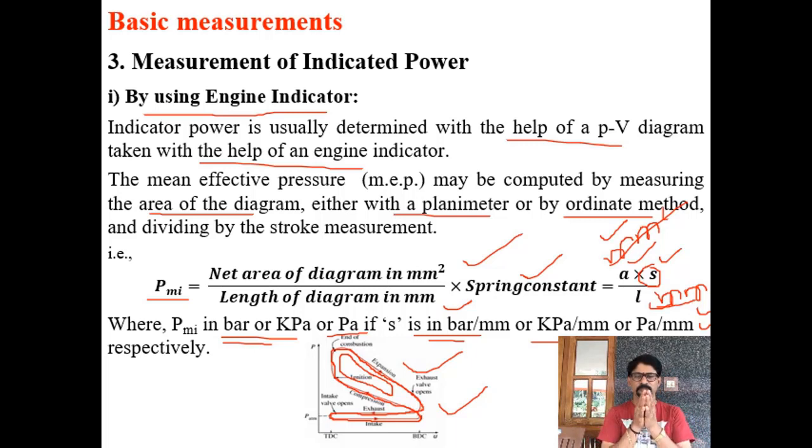That means the unit of S, whether it is bar per millimeter, kilopascal per millimeter, or pascal per millimeter, will decide the unit of PMI. The rest of the things have to be in the same unit. Suppose the area is in millimeter square, the length of the diagram should be in millimeter, and the spring constant should be per millimeter. Suppose everything is in meter, then also fine.